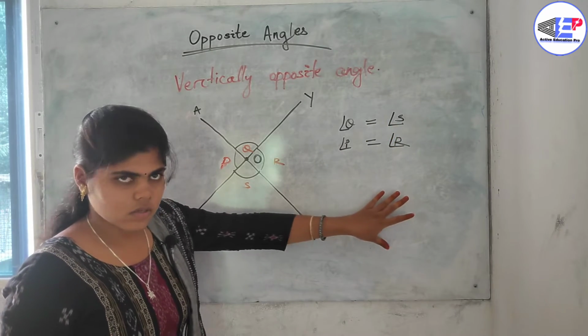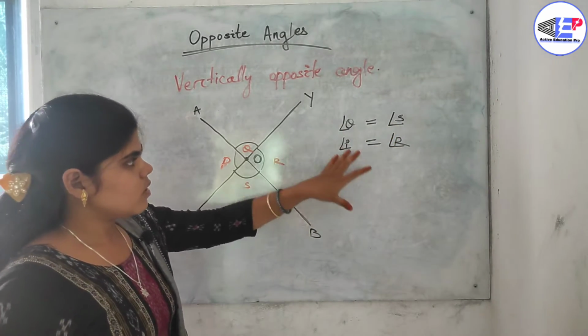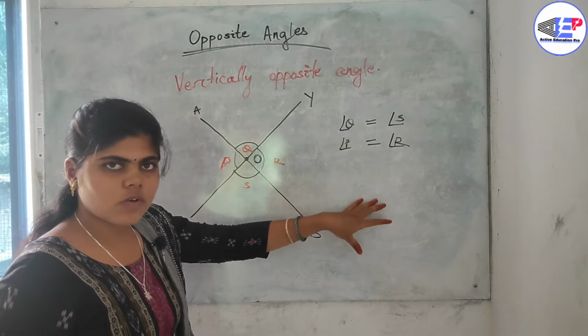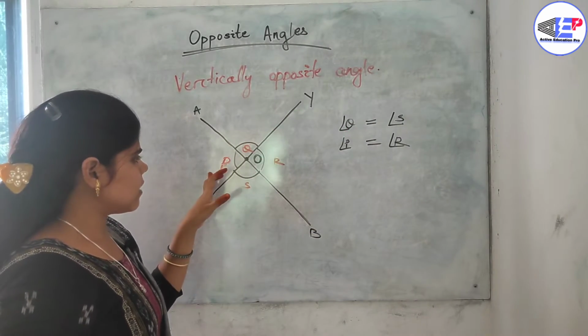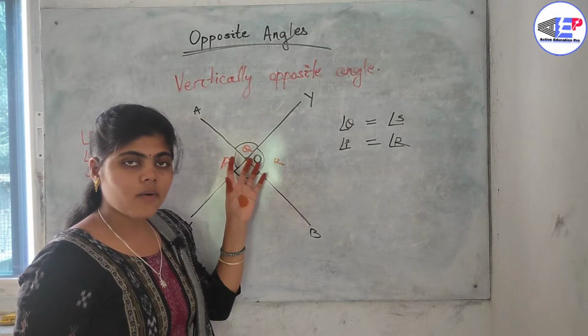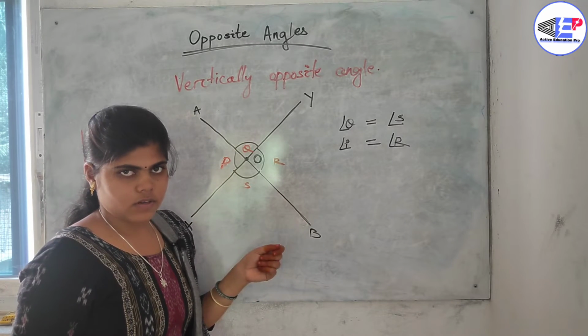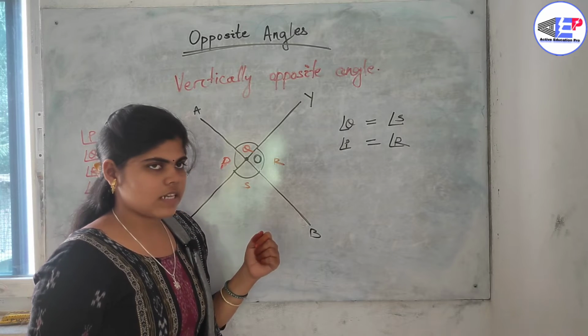In my next topic we will derive the relationship between vertically opposite angles: how this angle is equal to this angle, and how angle P is equal to angle R. So, let us derive how vertically opposite angles are equal.